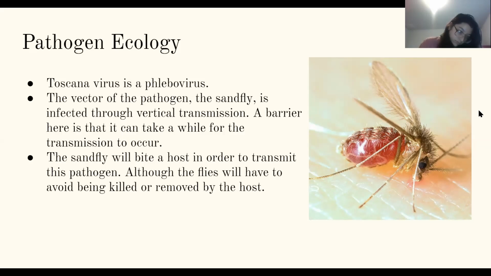In order to get this pathogen to a host, the sandfly must be able to successfully bite and take a blood meal from a host. They are very similar to mosquitoes in this manner, as the female needs blood to produce offspring. This can make it more difficult for the sandflies to properly transmit the pathogen, as they could be killed or removed by the host. Now we're going to talk more about this transmission of the pathogen to the host.